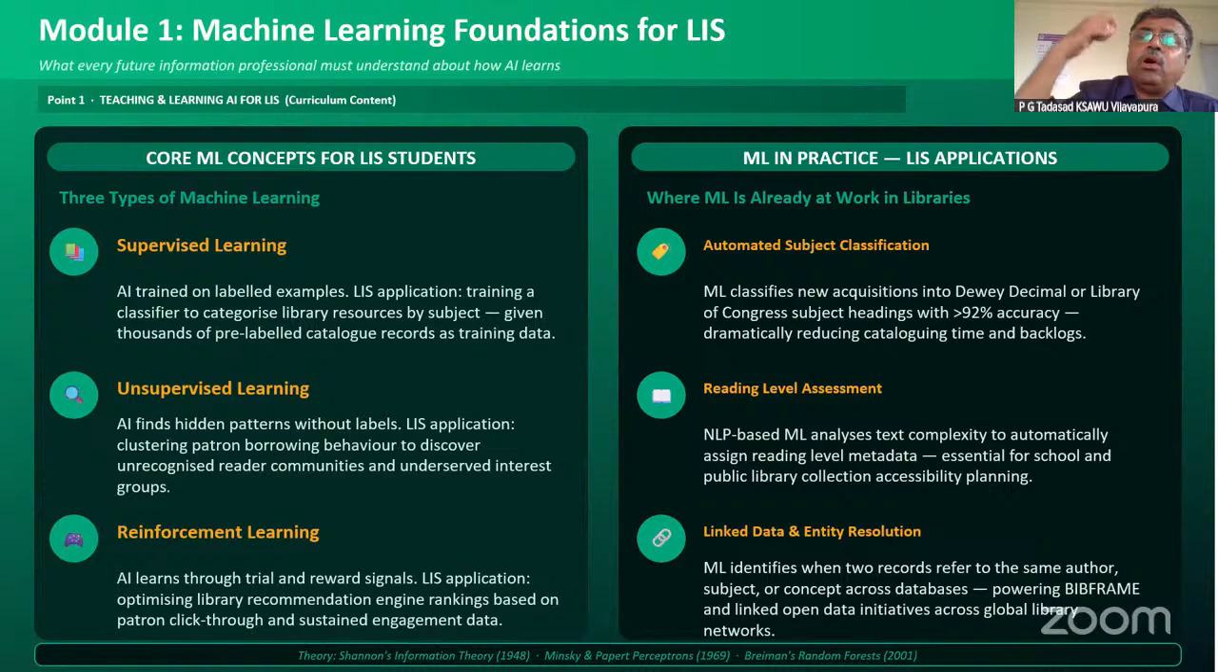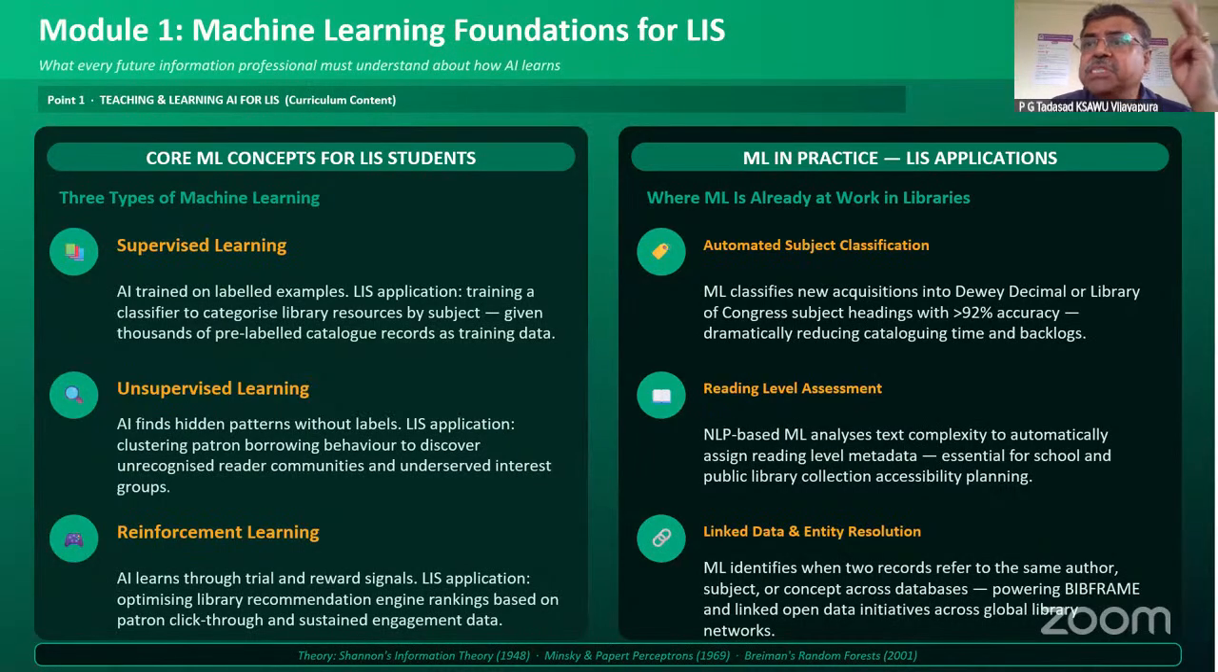But now, certain machine learning activities are in practice in real library and information centers. Automated subject classification is going on. Reading level assessment is going on. Linked data entity resolution is going on. So these are the areas where machine learning has entered. So what core concepts do I have to teach my LIS students?